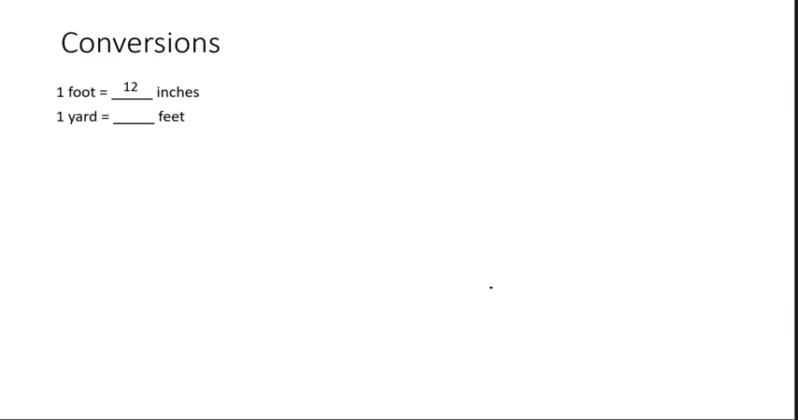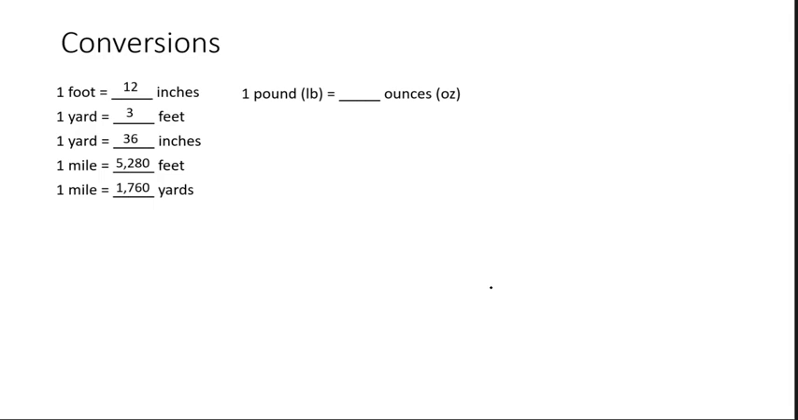And then we have 1 yard equals how many feet? That's going to be 3 feet. And then 1 yard is how many inches? Well, if there's 3 feet in a yard and each foot has 12 inches, 3 times 12 gives you 36 inches in 1 yard. And then 1 mile would equal how many feet? That's going to be 5,280 feet. And then miles to yards, 1 mile would equal 1,760 yards.